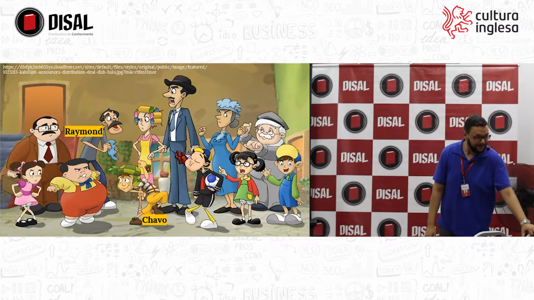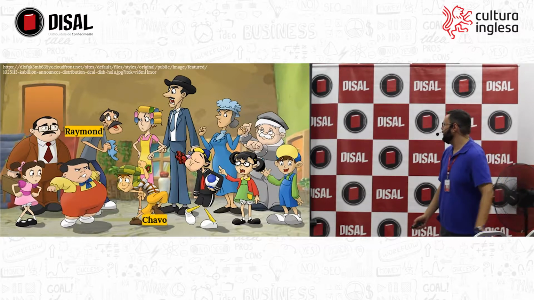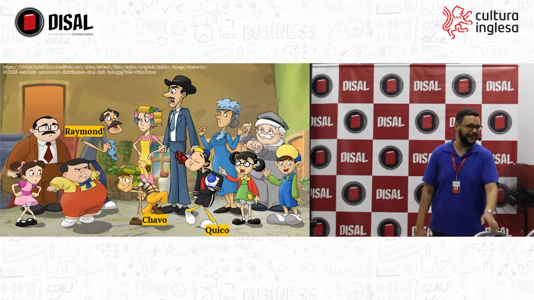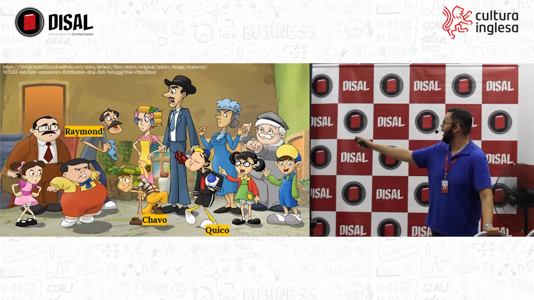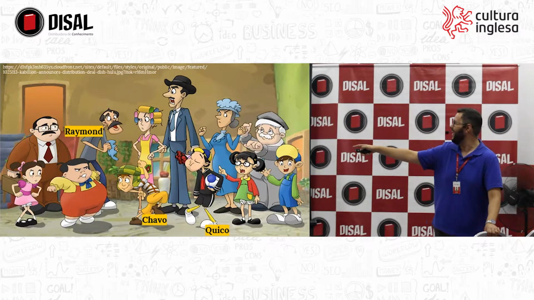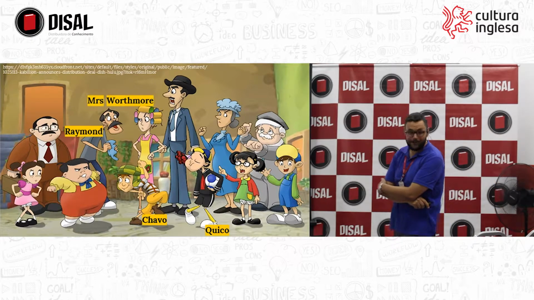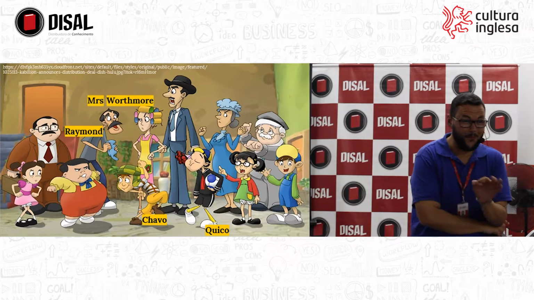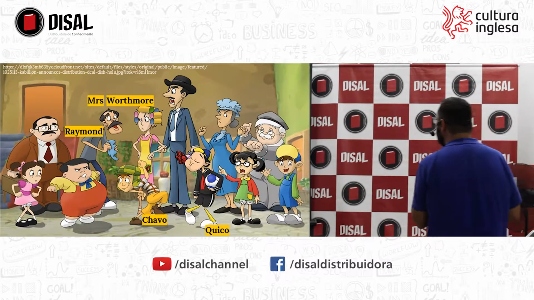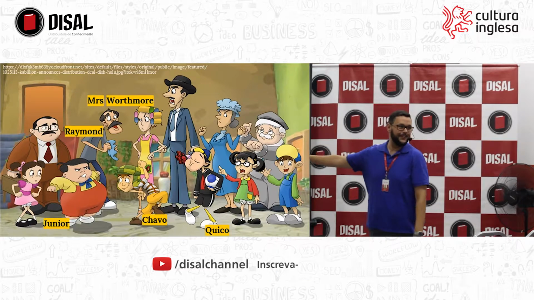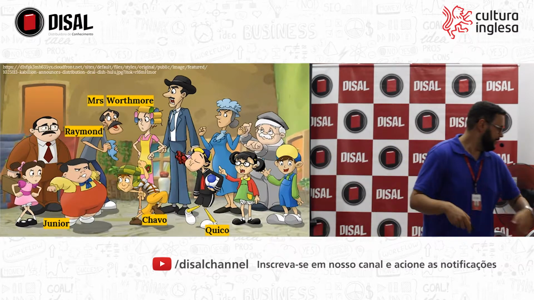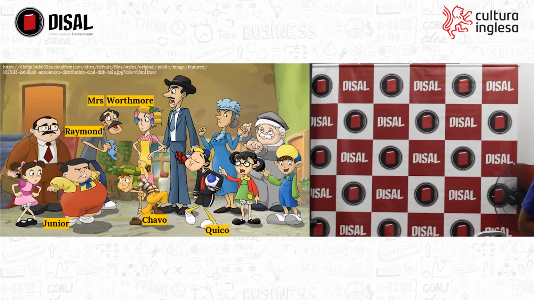So we have Chavo, you have Chavo, and you have Kiko over there. Chavo and Kiko, they are friends, yeah. This is the lady who makes his life hell, Mrs. Worthmore. Mrs. Worthmore is terrible. She makes his life miserable. And you also have Junior. You might know Junior, yeah? Junior is the son of the owner of the neighborhood, and it doesn't work out.